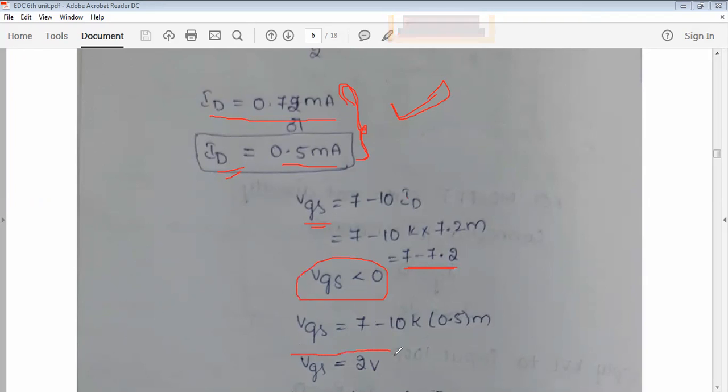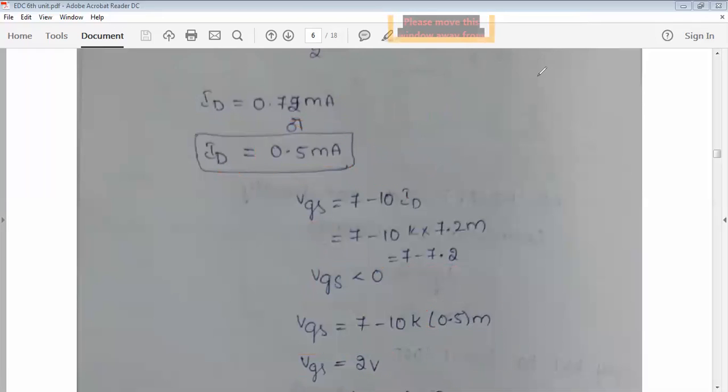And second case, VGS is equal to 2 volts. When ID is equal to 0.5, VGS is equal to 2 volts. This VGS is greater than VT, so that we consider the corresponding current is equal to 0.5 milliamperes. 0.5 milli is the correct answer. So drain current is equal to 0.5 milliamperes, right?